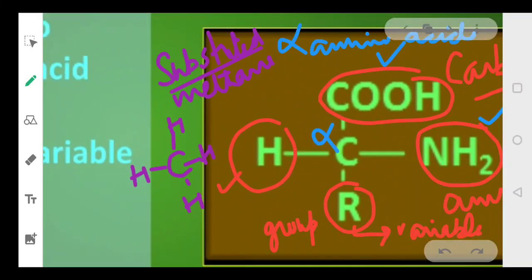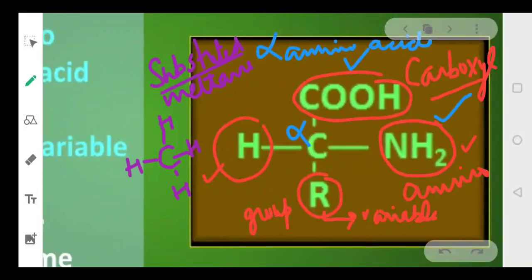So now just compare the structure of this. If we compare the alpha amino acids with methane, we will find that there is a difference in three places. Instead of H, here we have COOH. Instead of this H, we have an amino group, and instead of this H, we have an R group. So three hydrogen atoms have been replaced with a carboxyl group, an amino group, and the R group. That is why these alpha amino acids are also called substituted methanes. Clear?